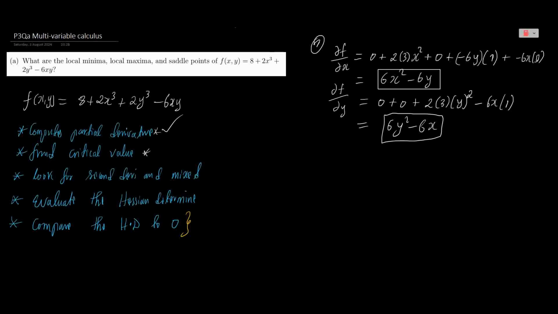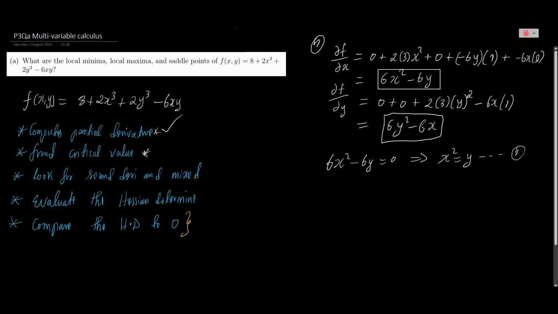So the next thing is to calculate our critical values. To calculate our critical values, we simply need to equate our partial derivatives to 0. So we know that 6x squared minus 6y is equal to 0. This implies that x squared should be equal to y.